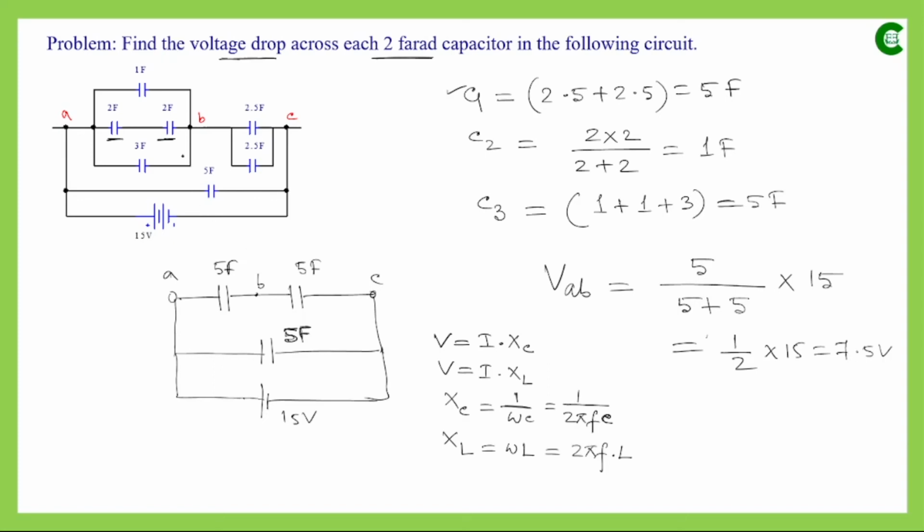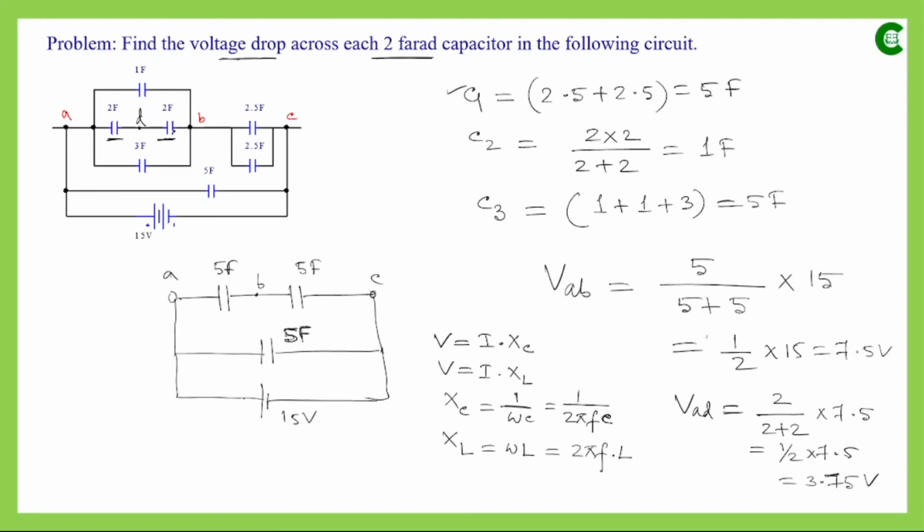Now our main concern is to find out the voltage drop across each 2 farad capacitor. Since between A and B again these two capacitors are connected, we can apply the concept of voltage division rule. Suppose we want to find out VAD, we can apply the same formula. So this time it will be 2 divided by 2 plus 2, and then 7.5. So it will be again half of 7.5, so it will be 3. And by using the same concept we can find out the voltage drop across this capacitor also.